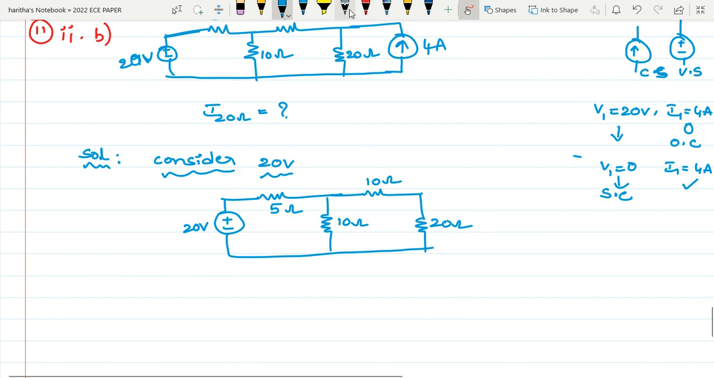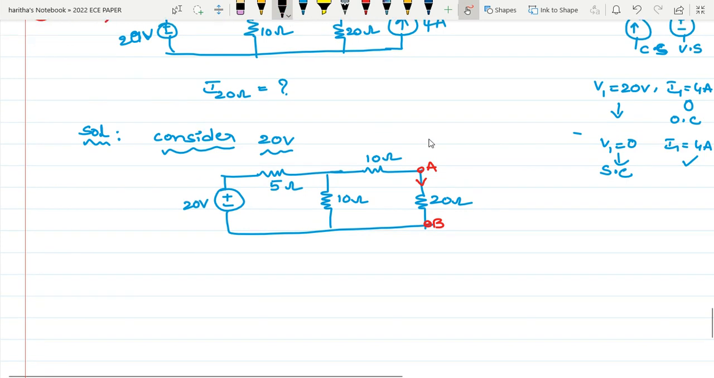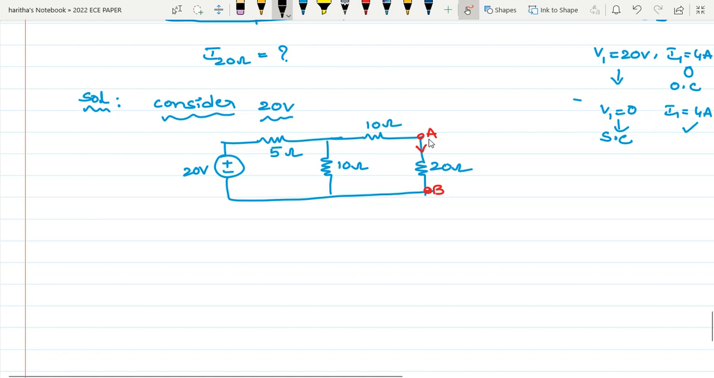And what is our aim? We are finding the current passing through this 20 ohm resistor. Right? So mark the terminals across this resistor A and B. We are finding the current passing through this 20 ohm. So let's see how to find out the current. You can use any network reduction method to find out the current passing through the 20 ohm resistor. You can use either mesh analysis or nodal analysis.